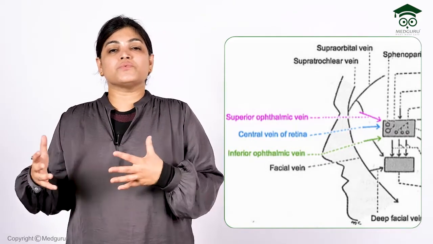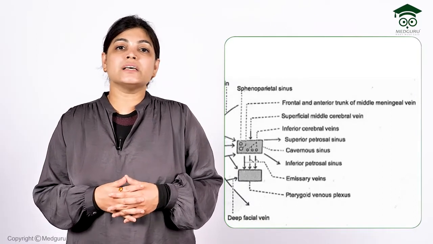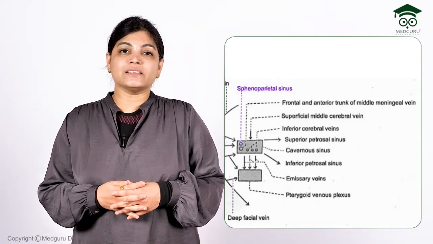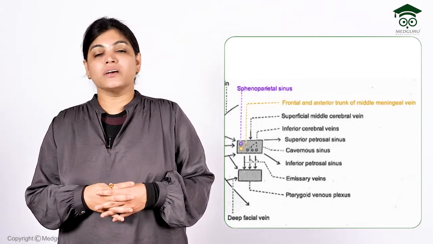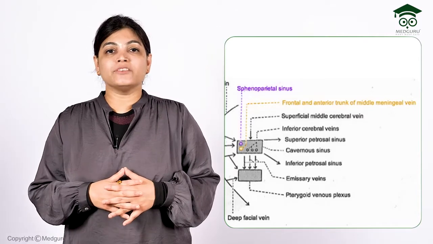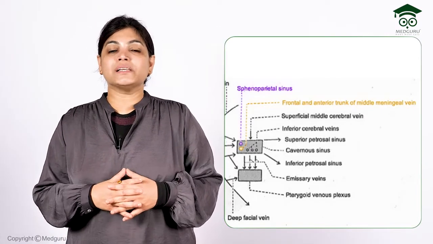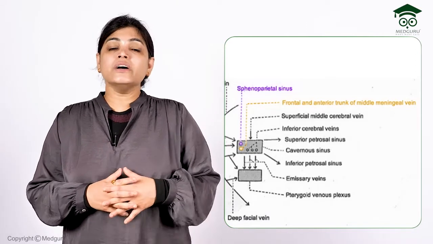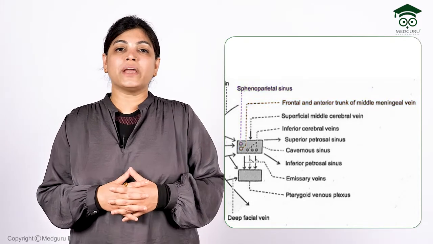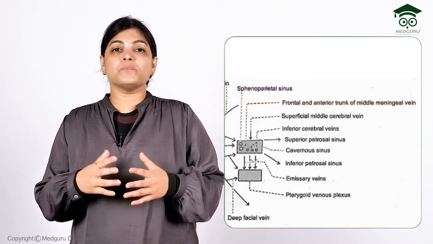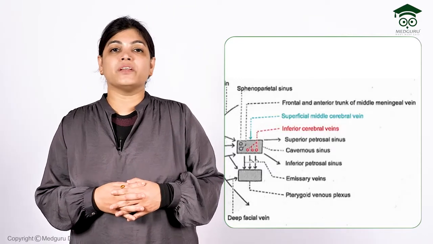Coming to the tributaries from the meninges, we have two tributaries. The first is the sphenoparietal sinus and the second is the anterior trunk of the middle meningeal vein. Tributaries are also from the brain, and we have two tributaries from the brain. The first is the superficial middle cerebral vein and the second is the inferior cerebral vein.